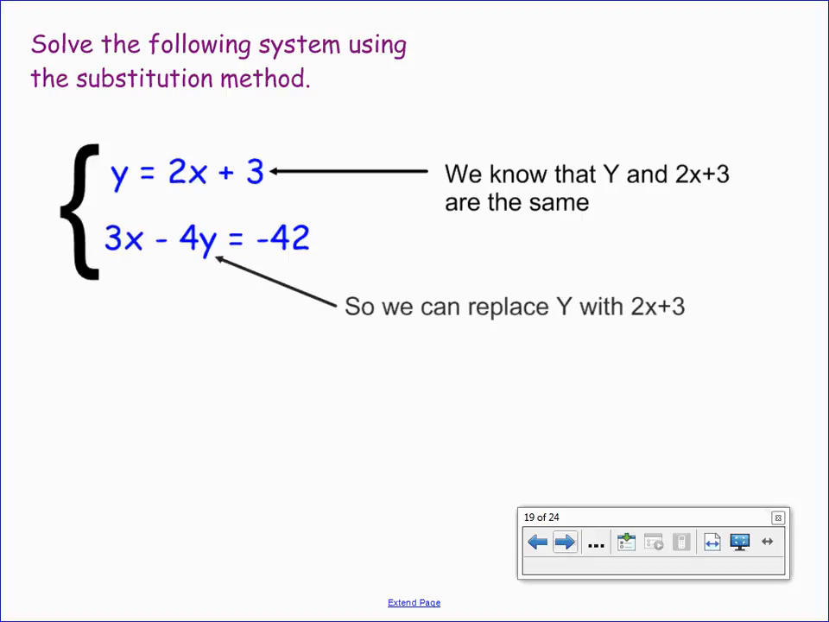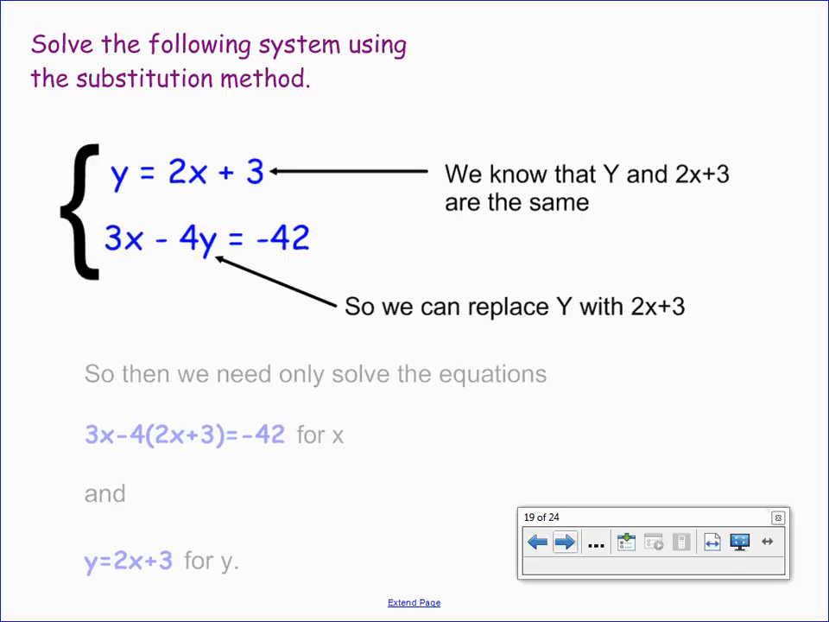In the substitution method, don't do anything yet. We're going to do it together. I just want to show you the scheme here. In the substitution method, we substitute what y equals, in this case 2x plus 3. We replace the y in the other equation with its equivalent statement, 2x plus 3. Now we've got a single equation with a single variable, and we'll be able to solve that for x, and then go back to the original to figure out what y is.